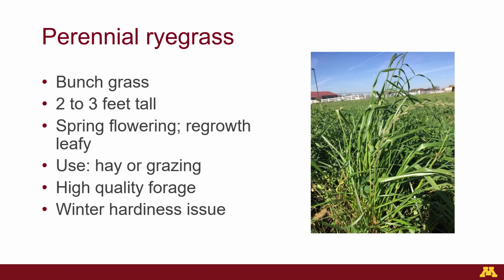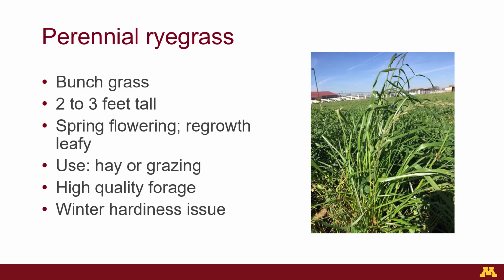Here is a mature perennial ryegrass plant. The picture shows a small clump of grass with shiny leaf blades. Perennial ryegrass is a bunch-type grass that can be used for grazing or haying. It grows 2 to 3 feet tall.